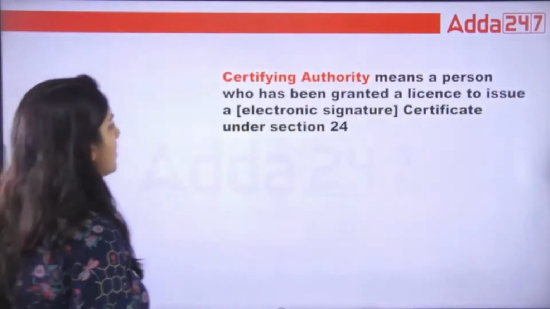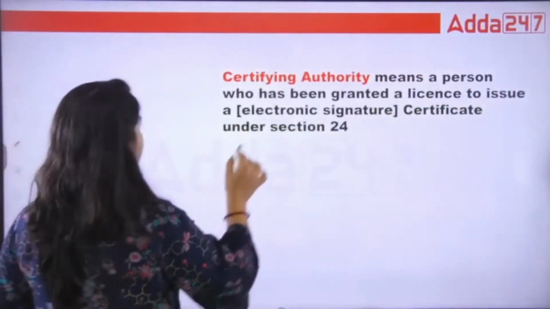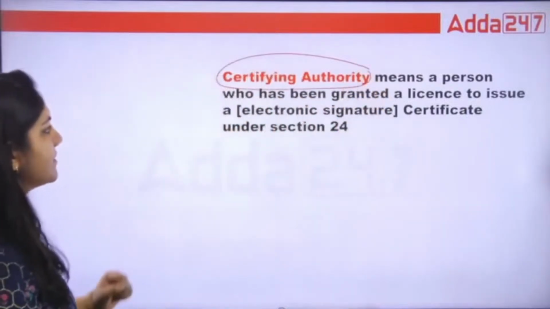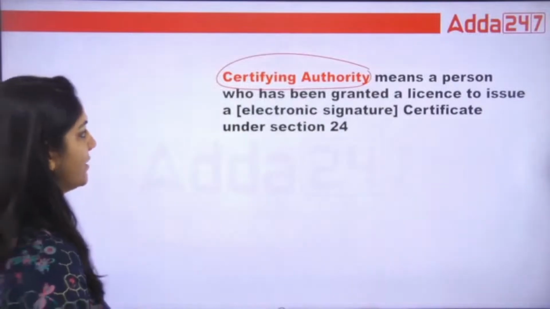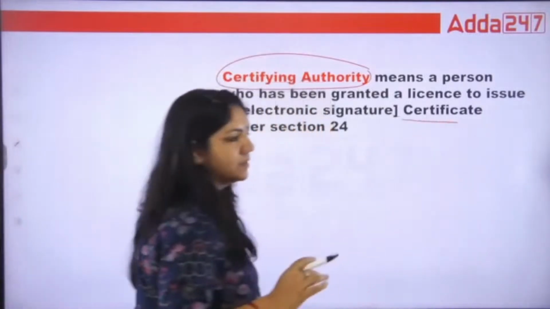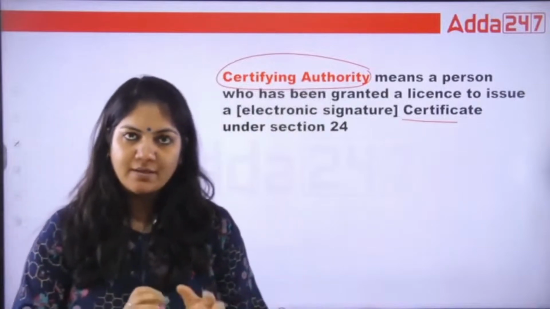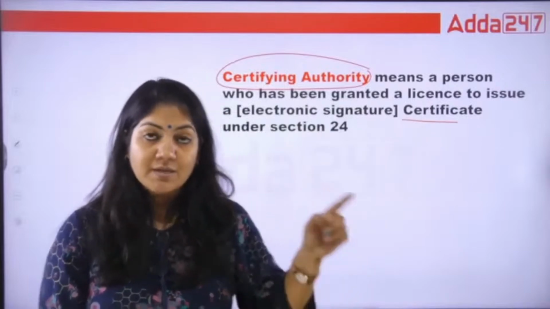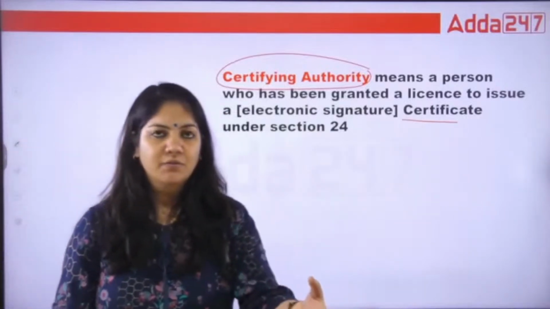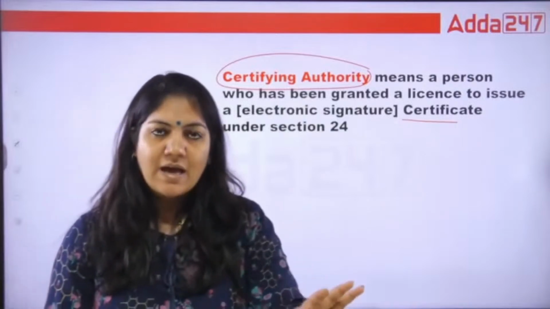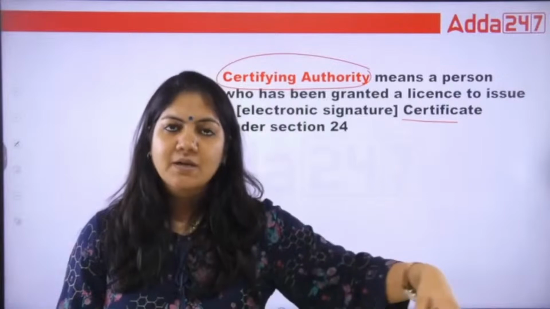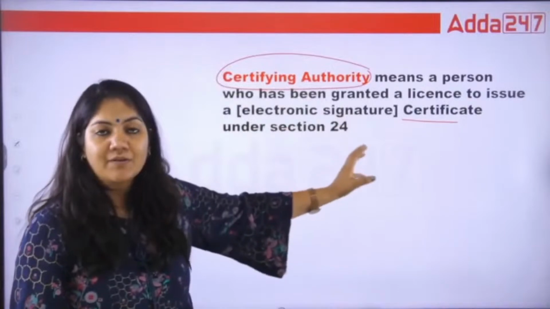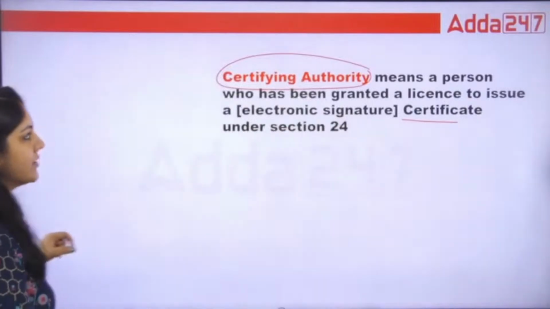Now, what is certifying authority? It means a person who has been granted a license to issue the certificate. Just like a normal certificate which is signed by an authenticated person, so that document becomes a legal document. Same thing, suppose you are filling the CAIIB registration form. After this, the admit card or whatever document comes, the certifying authority will sign it, and after that it will come in your hand. So this is the work of certifying authority.